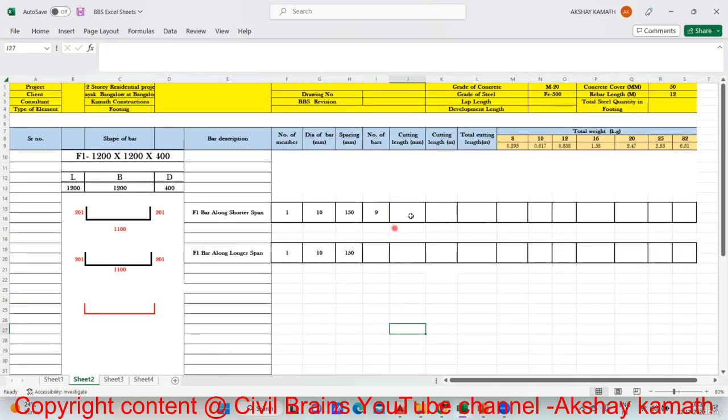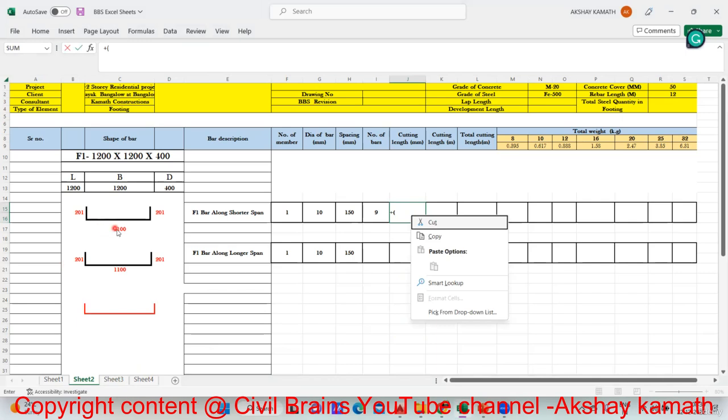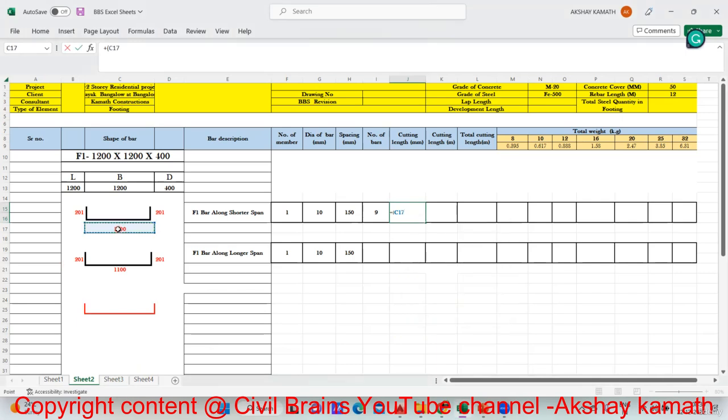So we'll do the cutting length. The cutting length will be plus, open bracket, first you select this 1100, plus select 201, plus 201, and close the bracket. Hit the enter button. So the cutting length is 1502 mm. If you want to verify, try to verify it manually.